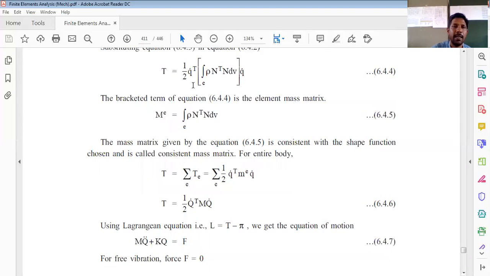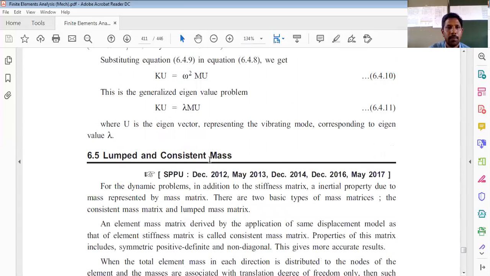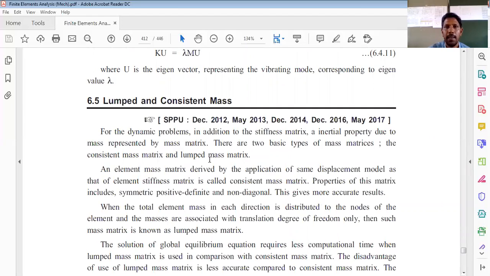The mass matrix can be determined with the help of this equation, which is m is equal to integration over the element of rho N transpose N dV. Here we come across two types of mass matrices. One is lumped and another one is the consistent mass matrix. An element mass matrix derived by the application of the same displacement model as that of the elemental stiffness matrix is called the consistent mass matrix. The properties of this matrix include symmetric, positive definite, and non-diagonal. This gives more accurate results.